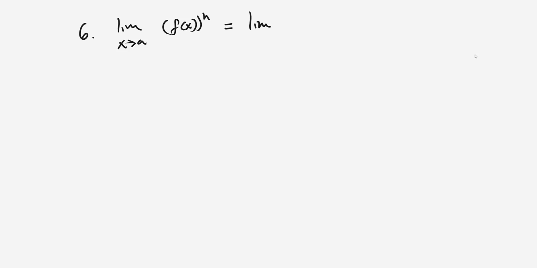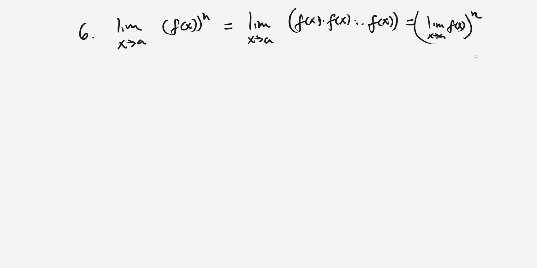So we can be looking at the limit as x goes to a of f of x times f of x times, and you know, n times f of x, and we can separate these out repeatedly, recursively, using the product law, and so we get just the limit of f of x as x goes to a to the power of n. And so this is what we call the power law for limits.